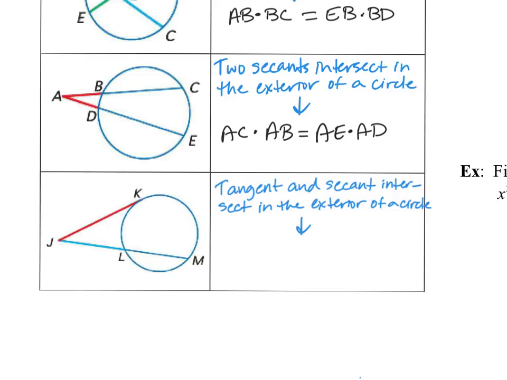The only difference is that this time, since one of our segments is a tangent, the measure of the entire segment and the measure of the exterior part are actually the same thing. So in other words, in this theorem, JK squared, that would be the entire tangent times the outside part, is equal to the product of the measure of the other secant, which is JM, times the measure of the exterior part, which is just JL.